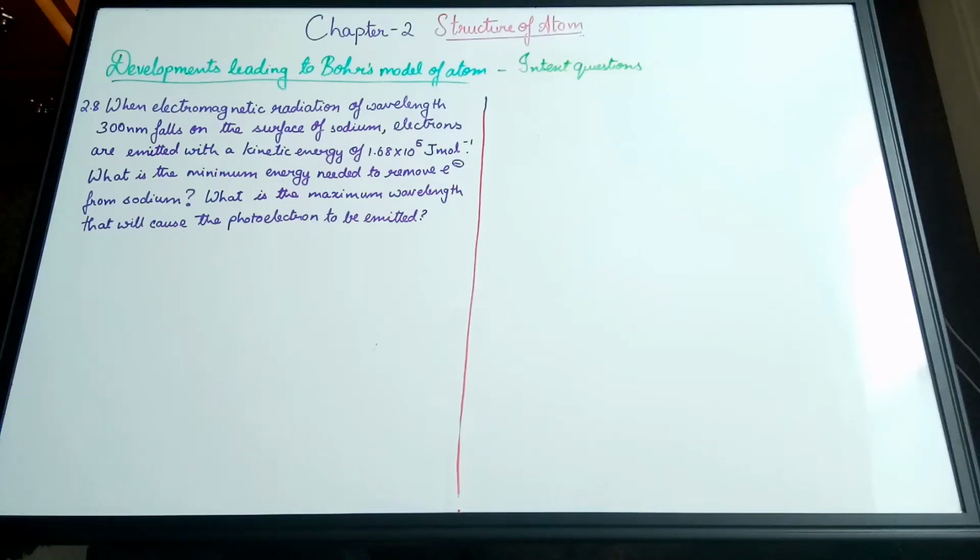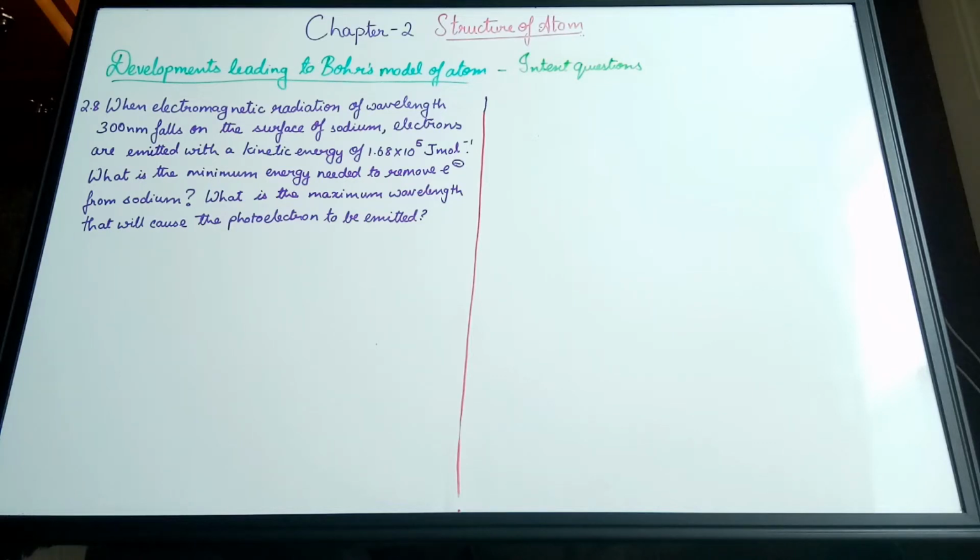Question 2.8. When electromagnetic radiation of wavelength 300 nanometers falls on the surface of sodium, electrons are emitted with a kinetic energy of 1.68 into 10 to the power 5 joules per mole. What is the minimum energy needed to remove an electron from sodium, and what is the maximum wavelength that will cause the photoelectron to be emitted?